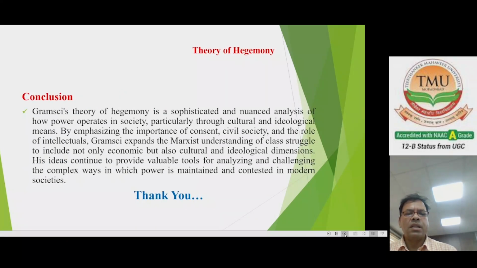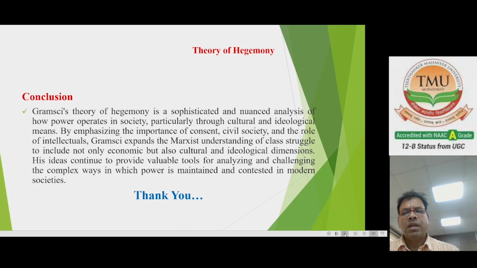Now let's come to the next thing, that is the conclusion. Gramsci's theory of hegemony is a sophisticated and nuanced analysis of how power operates in society, particularly through cultural and ideological means, by emphasizing the importance of consent, civil society, and the role of intellectuals.